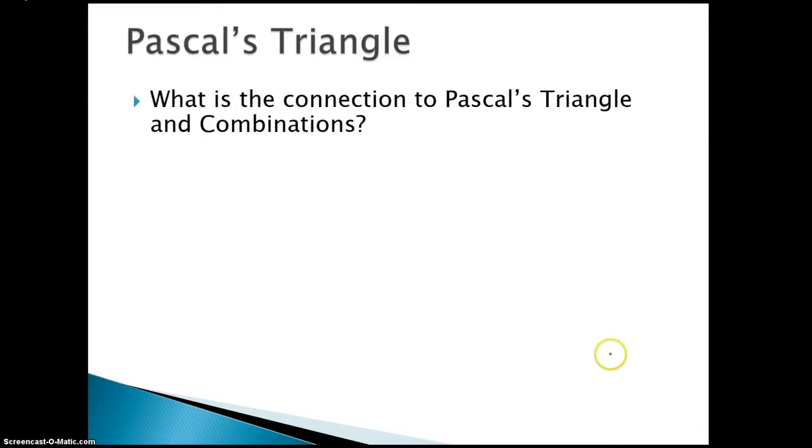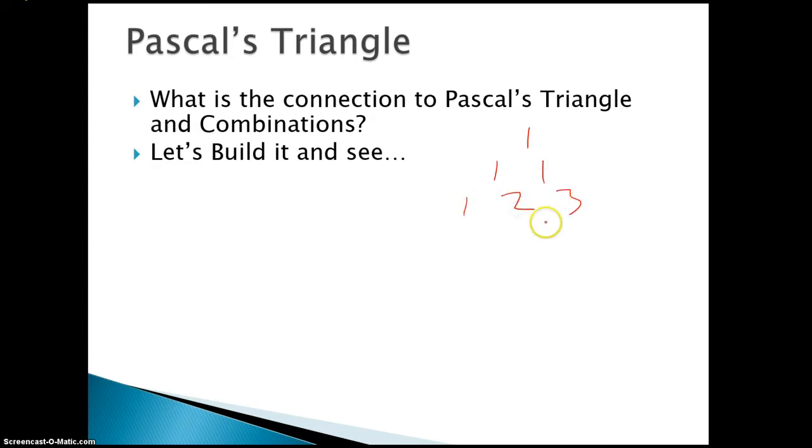So, Pascal's triangle. What is the connection between Pascal's triangle and combinations? Well, let's go ahead and build it again. So if I have 1, 1, 1, 1, 2, 1, oops, I screwed that up. That should be a 1 right there. 1, 3, 3, 1, 1, 4, because 3 plus 1 is 4. 3 plus 3 is 6. 4, 1. This is Pascal's triangle here.